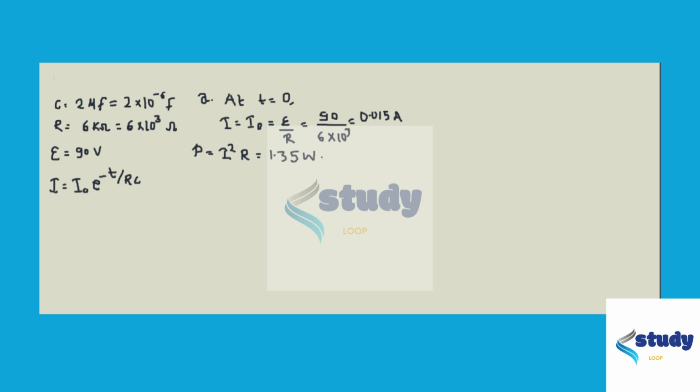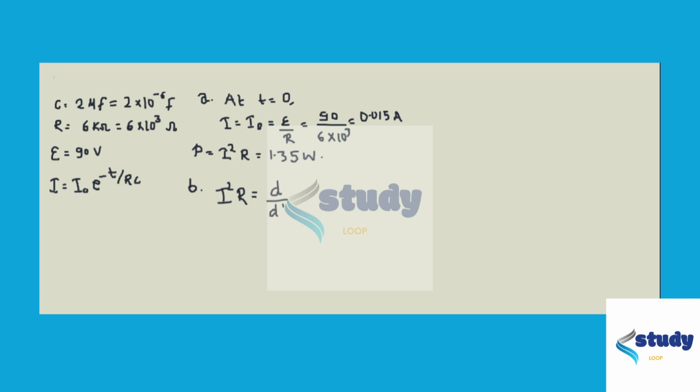Alright, yeah. Now question number B asks us, at what time t is the rate at which electrical energy is dissipated in the resistor equal to the rate at which electrical energy is stored in the capacitor? So the rate at which electrical energy is dissipated in the resistor is simply I squared R, right? So our condition is that I squared R, the rate of dissipation in the resistor, should be equal to the rate at which electrical energy is stored in the capacitor.